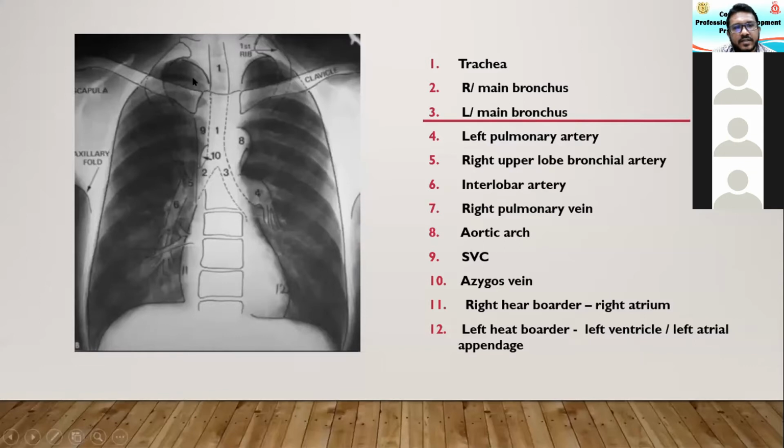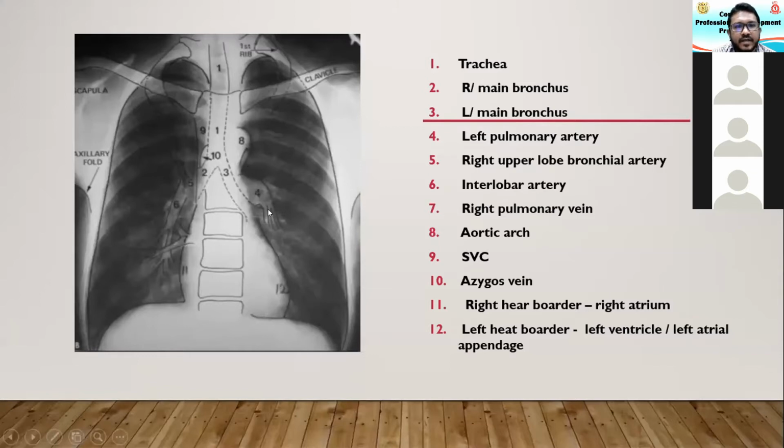Then on the right side, there's what you call the right paratracheal stripe, which is mainly occupied by the SVC. If you have a pathology, you will have a density over here, which we call widening of the right paratracheal stripe. And number 10 is where you have the azygos vein arching over the right main bronchus to drain into the SVC. So these are the main things that you can see in the mediastinum.